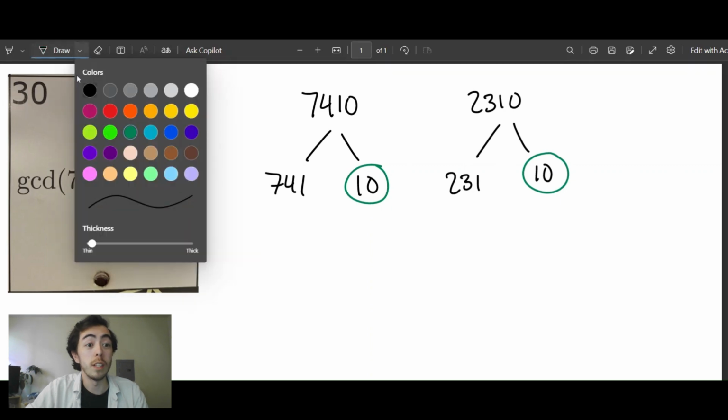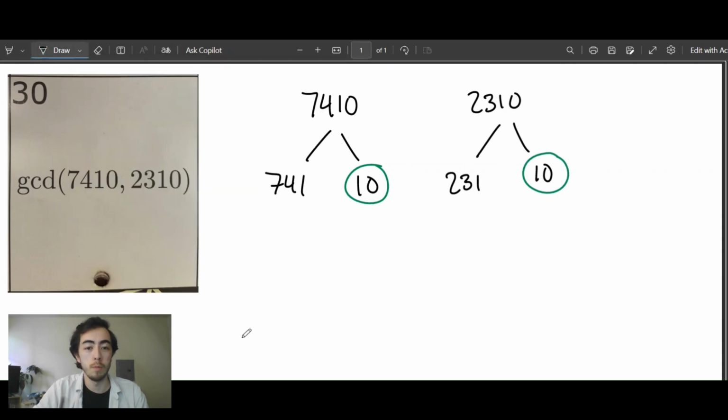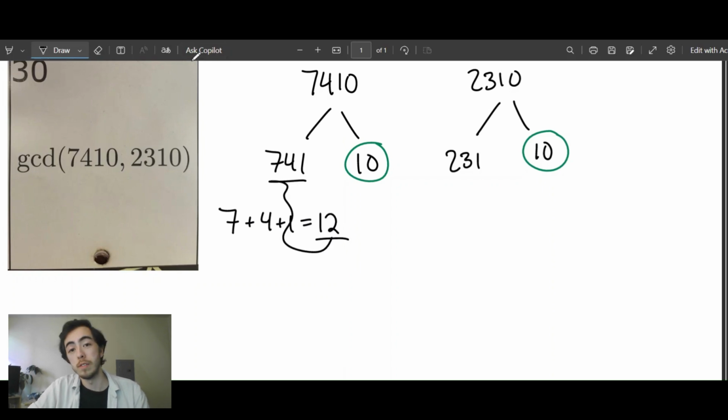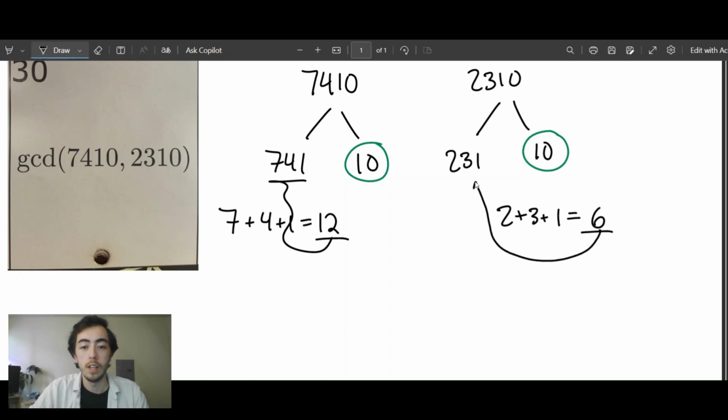There's a divisibility trick that you can do with the number 3. If the digits of a number sum to something that's divisible by 3, then that tells you that the original number is divisible by 3. And both of these numbers, 741 and 231, follow that idea: if you sum the digits and you get a number that's divisible by 3, then the original one is as well.